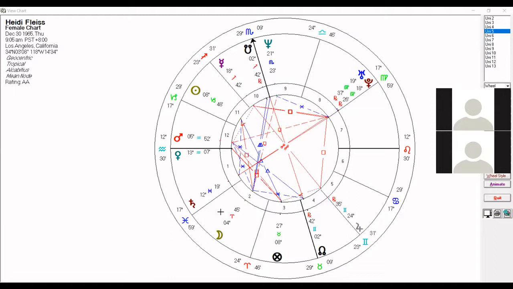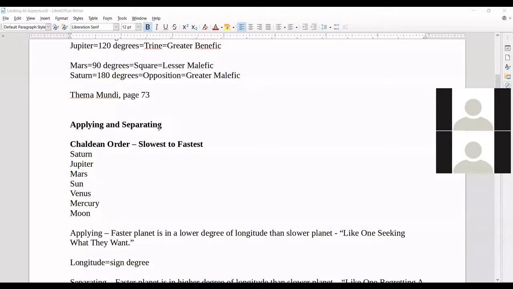Remember, once again, you're looking for who is faster and who is slower. And if you think as per Chaldean order, write that down, because you're going to need it. You're going to use it today because we're going to look at your own chart. There used to be a belief that the only important aspect in a chart, in a natal chart, in any kind of chart, is an applying aspect, because that's what's coming into being.